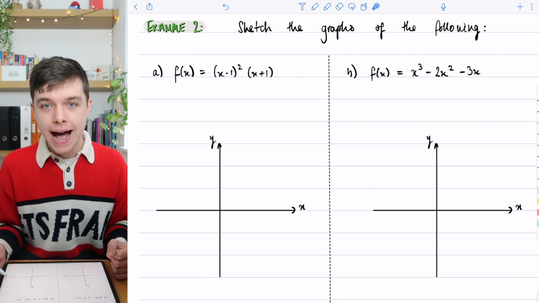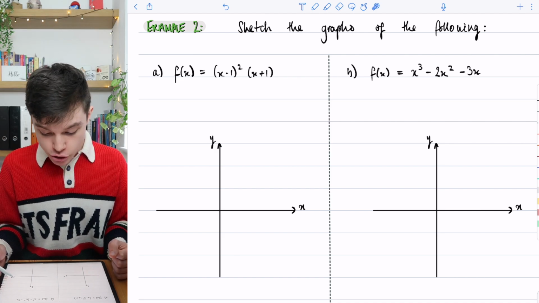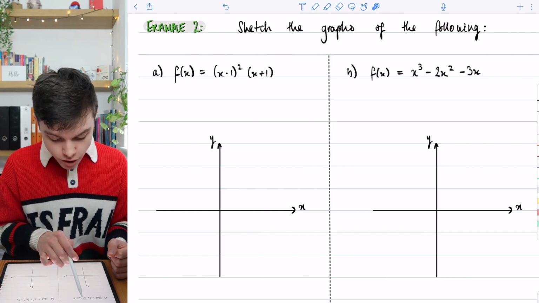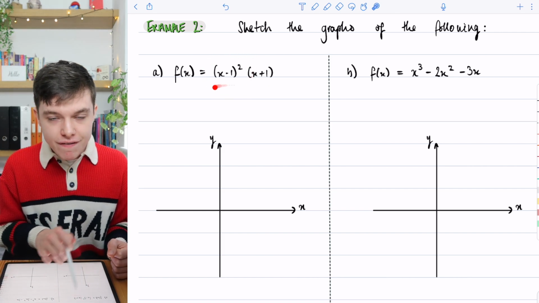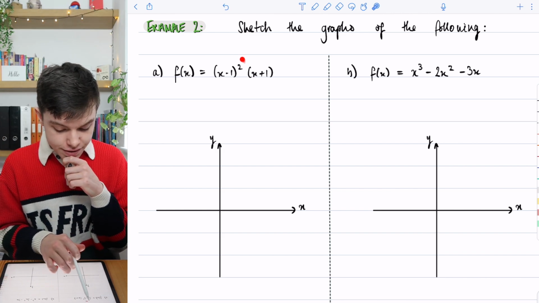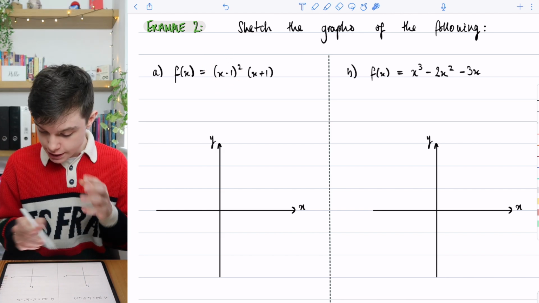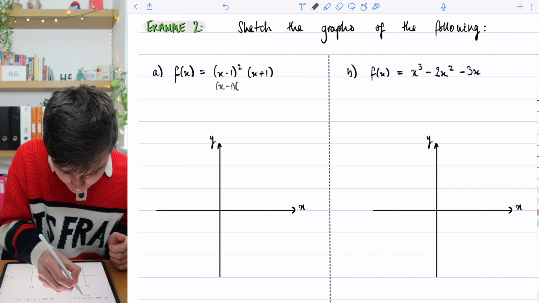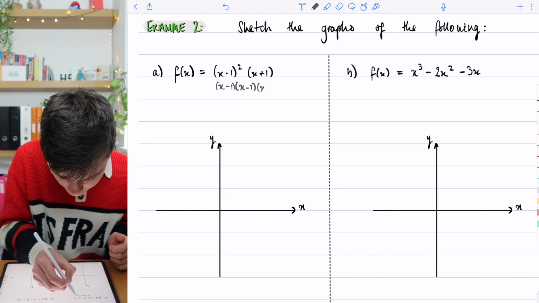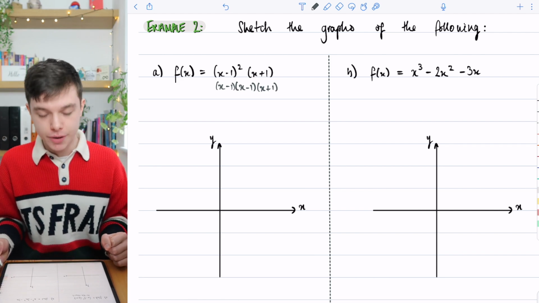Right, let's have a look at another example. So example 2, again we want to sketch the following graphs, but here we've got a different graph involved. We do have it factorised, but we've got the same bracket repeated twice. What that is really saying is x minus 1 times x minus 1 times x plus 1, okay?